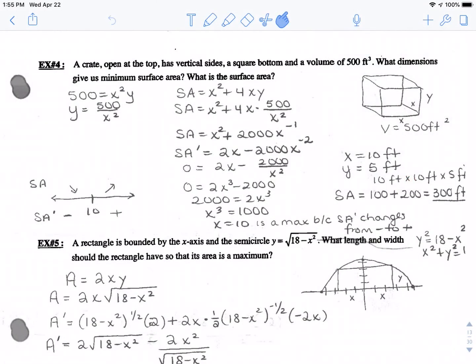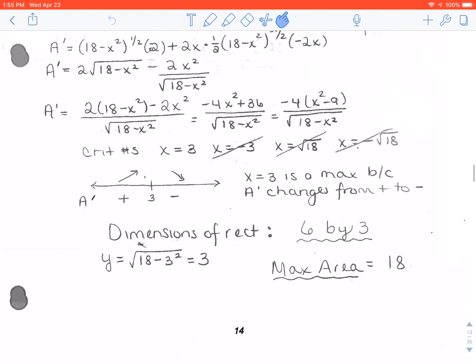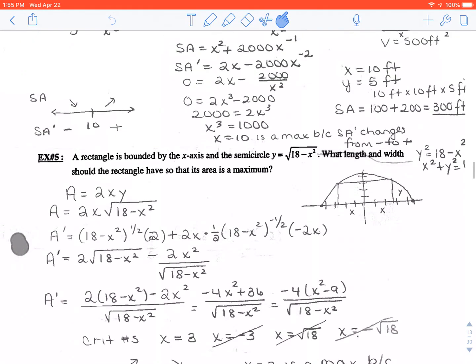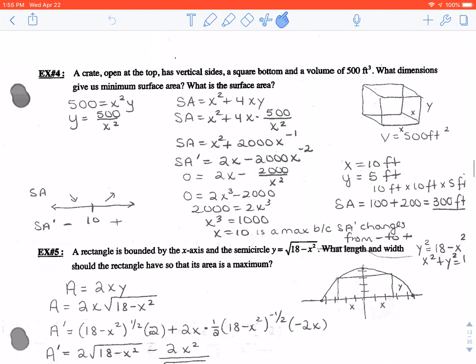In this video, I'm going to go over two problems from the AP Calc Bible. They are both on page 14. The first one is example 4. It's telling us that a crate that's open at the top has vertical sides, a square bottom, and a volume of 500 cubic feet.